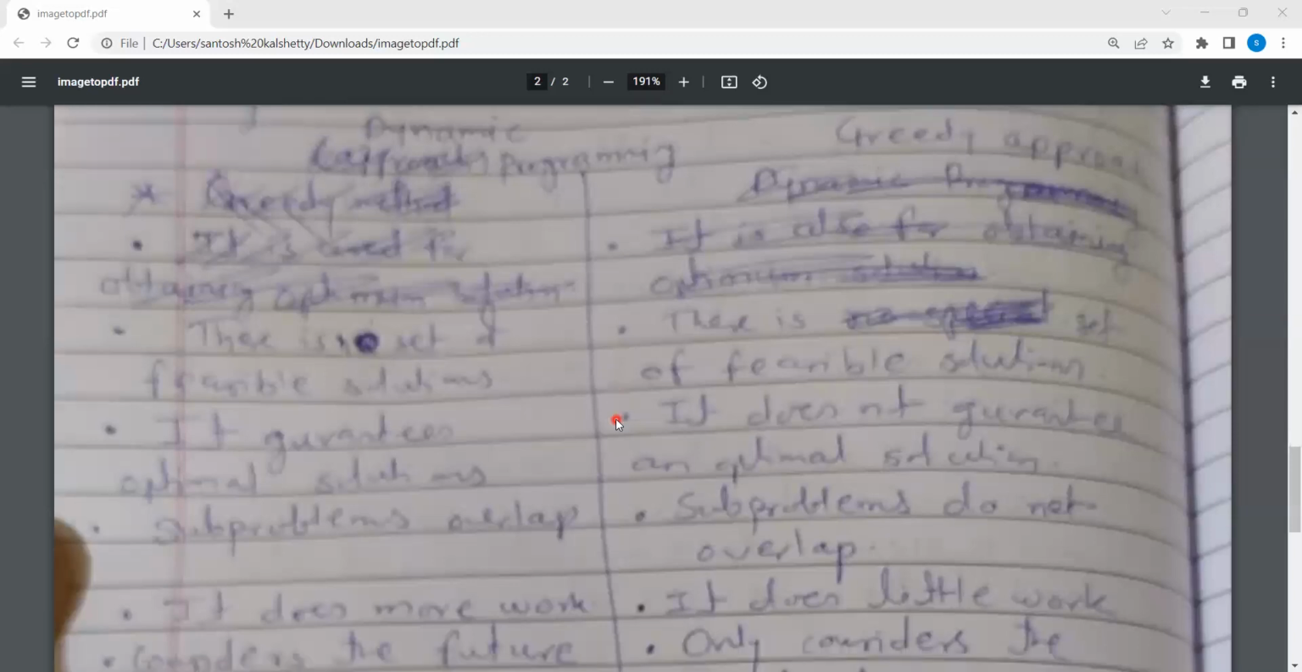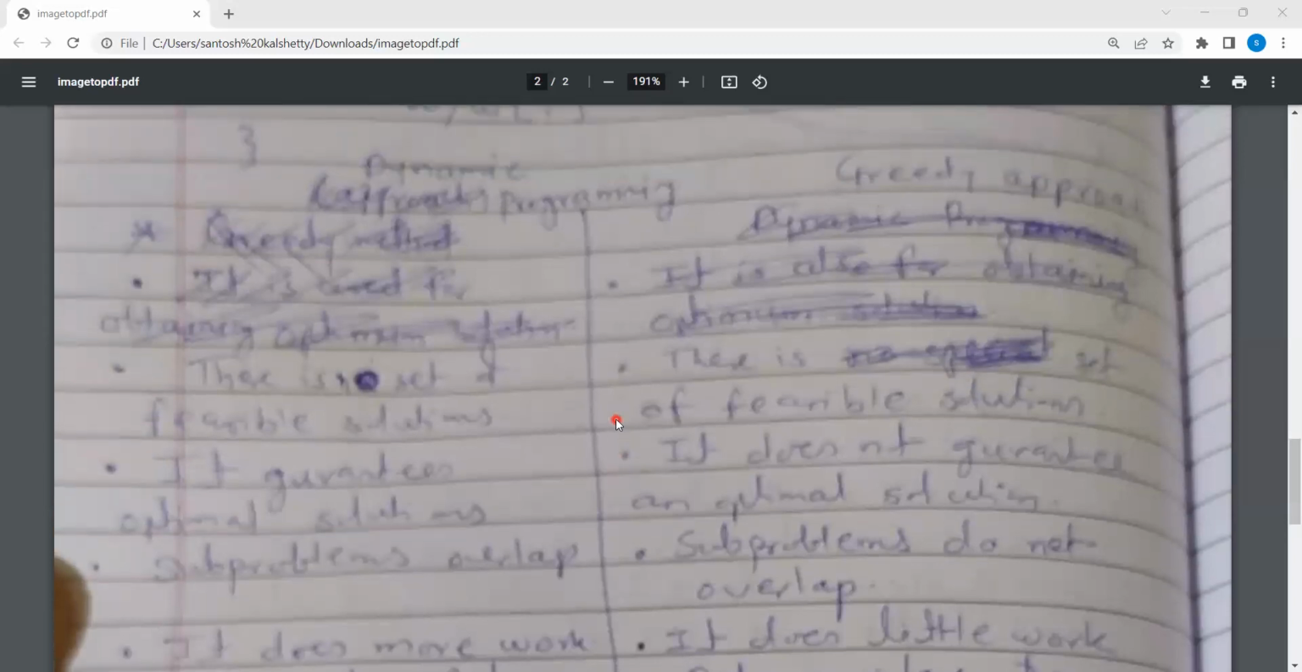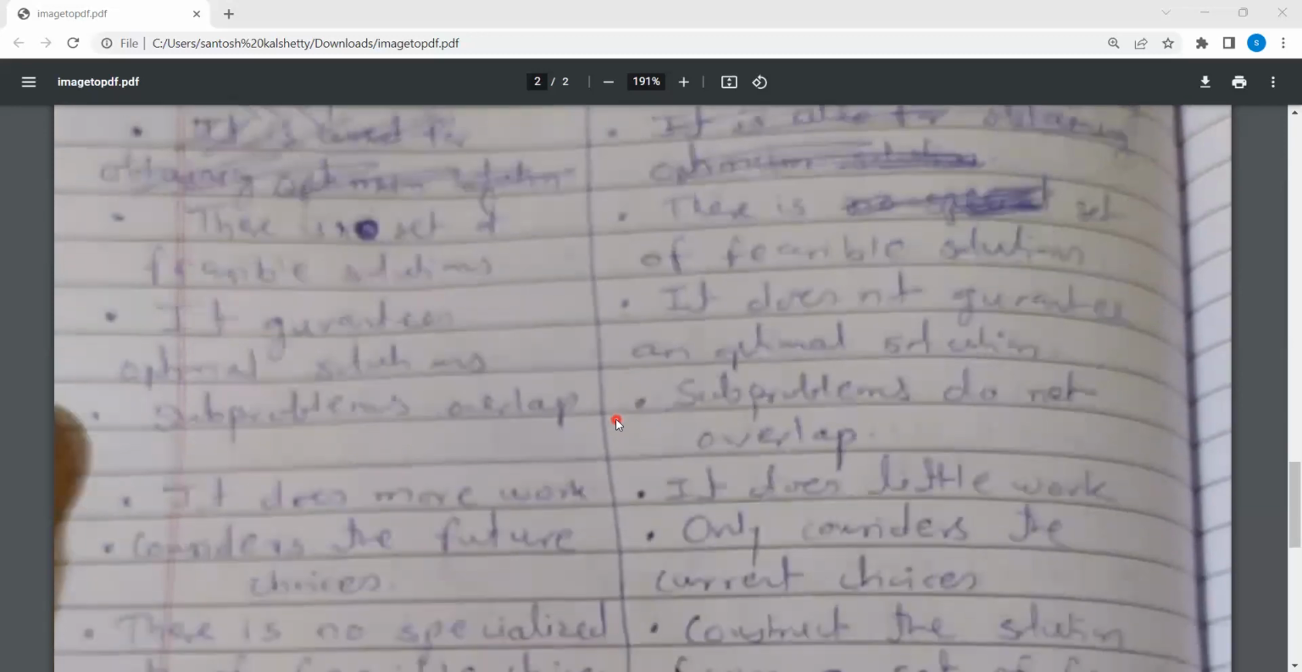In the first column is dynamic programming and the second column is greedy approach. First point: in dynamic programming, there is no set of feasible solutions, and in greedy, there is a set of feasible solutions.